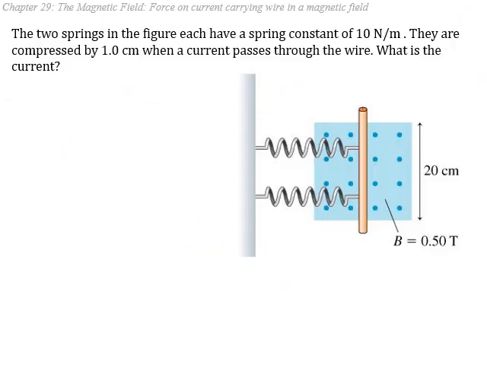For this example, we have 2 springs attached to a metal bar, and the springs have spring constant 10 newtons per meter. It says that the springs are compressed by 1 centimeter when a current passes through the wire. What is the current? So we're going to find both magnitude and direction for our current. So let's think about what the problem tells us.